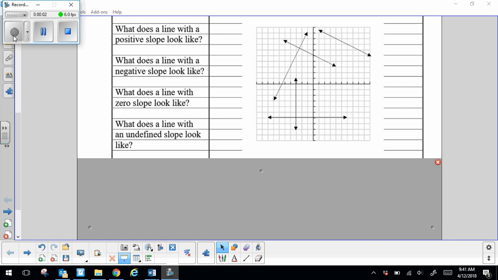All right, now that we've given or reviewed the formulas and so forth for slope, let's take a look at some lines and just recall how we know, just from looking at a line, whether or not it has a positive, a negative, or a zero, or an undefined slope. Let's give our lines on this page some names.